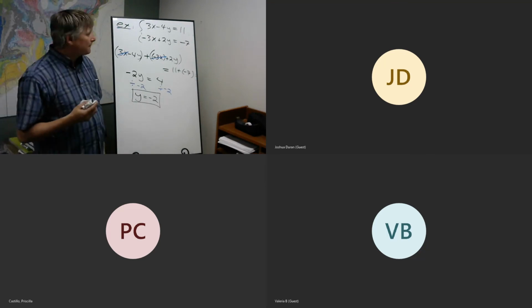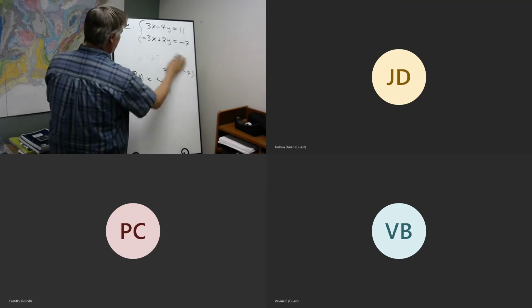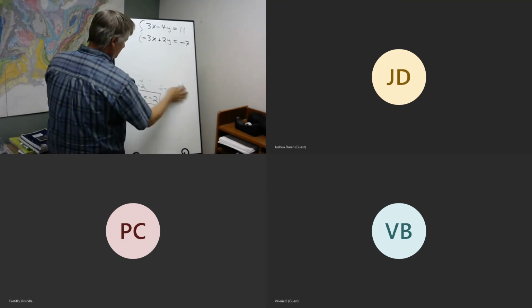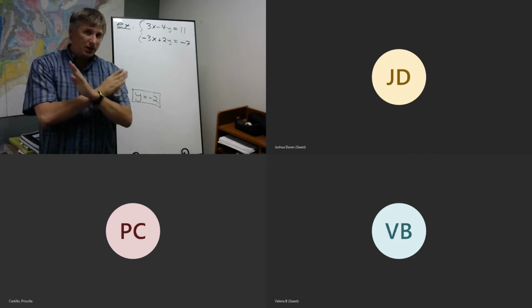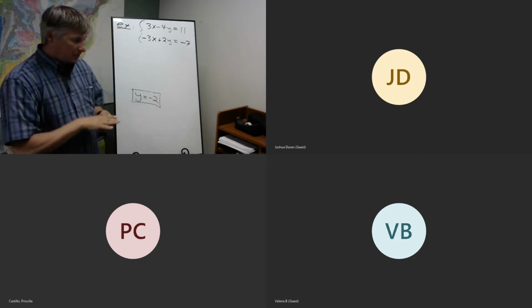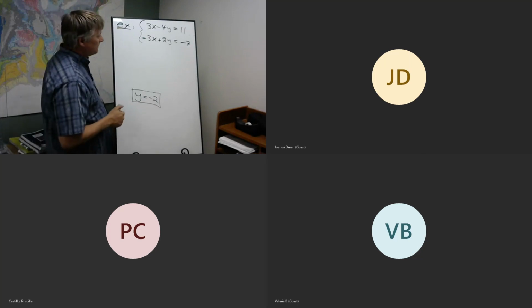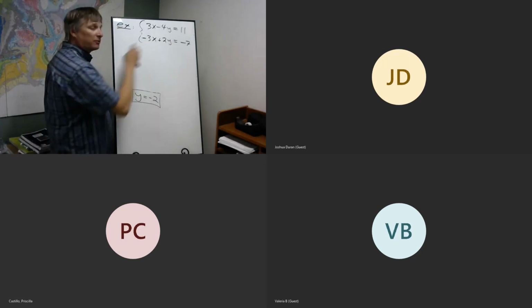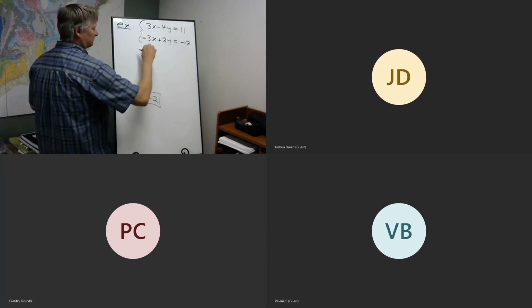So that gives us y. Now we got to find x. And again, we're assuming that we're chasing after a solution, a point that's shared by these two lines. So that means y is -2, that should work for both equations. So let's pick this one.